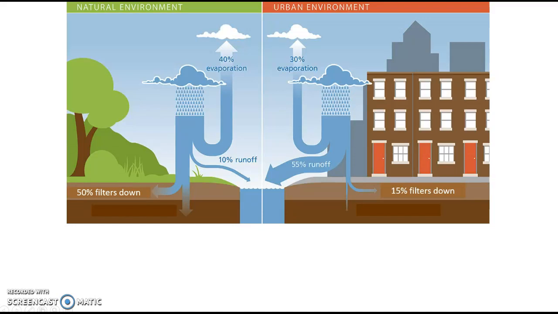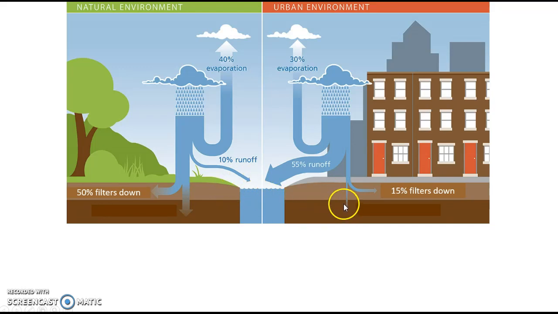When rain falls in a natural environment, most of the water filters down into the soil. You can see here this blue arrow is thick because most of the water filters down into the soil. As it filters down, it becomes clean. In a natural environment, 50% of rainwater filters down through the soil. Only 10% runs off into waterways like rivers or into the ocean.